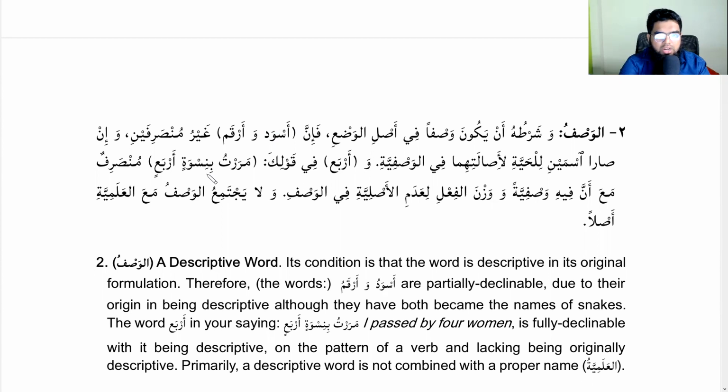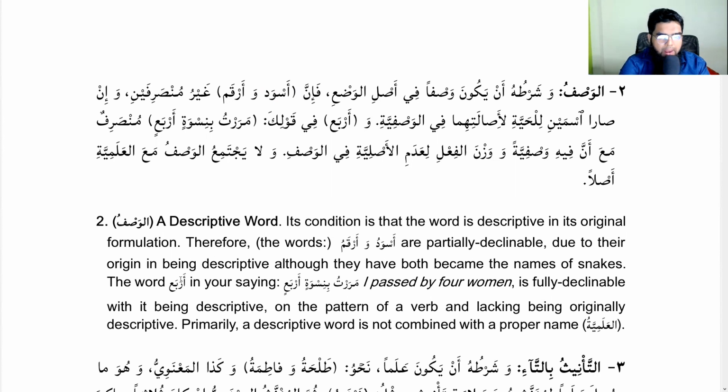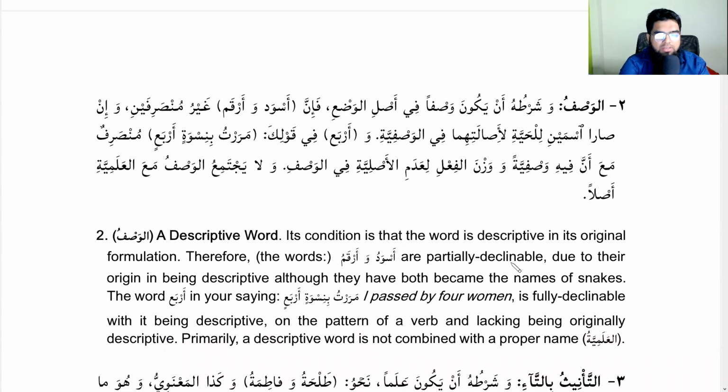وأربع في قولك مررت بالنسوة أربع منصرف. Now you might say the word arba is a wasf, we are describing, right? مررت بنسوة أربعة. I passed by 4 women is fully declinable, منصرف مع أن فيه وصفية. Even though it has wasfiyya, it is descriptive, ووزن الفعل and on the pattern of af'al also. لعدم الأصلية في الوصف. Because originally it was not descriptive. ولا يجتمع الوصف مع العلمية أصلا. So wasf is not combined with alamiyah, so it's not a name.